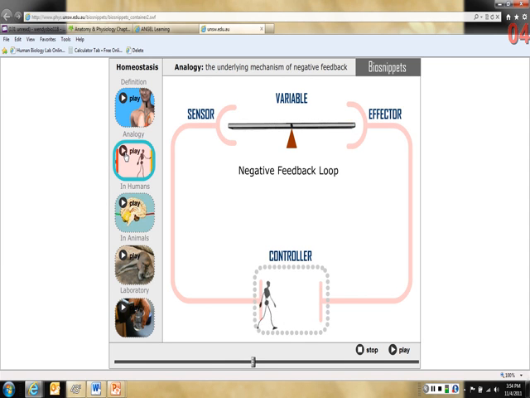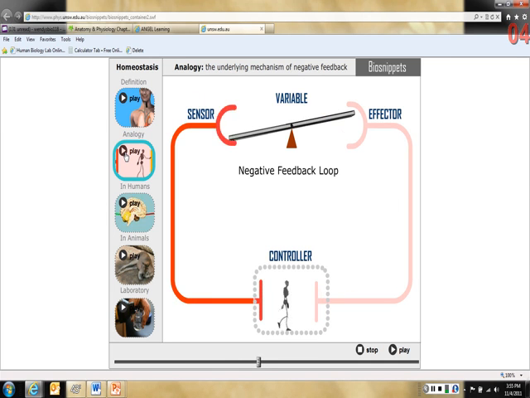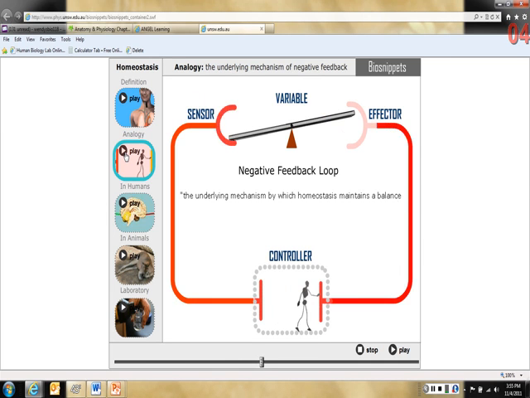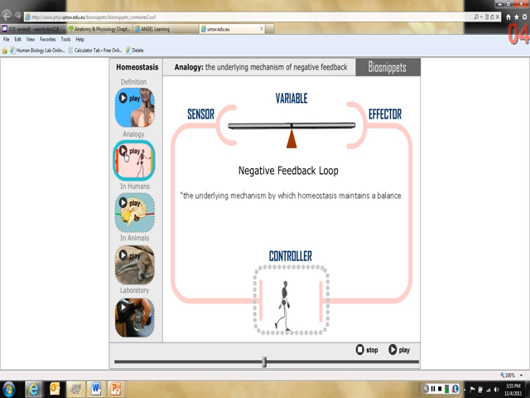This negative feedback loop, which begins with a stimulus and ends with a response, is the underlying mechanism by which homeostasis maintains a balance in order to ensure optimal metabolic efficiency. In the next module, we will see how this response loop operates in a biological example.